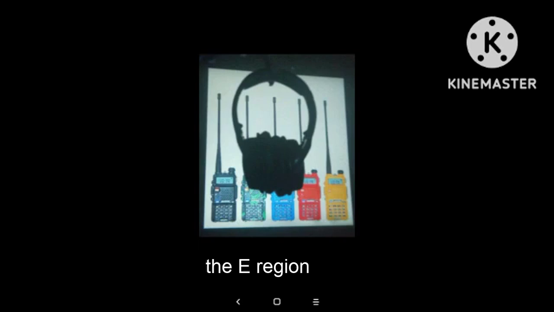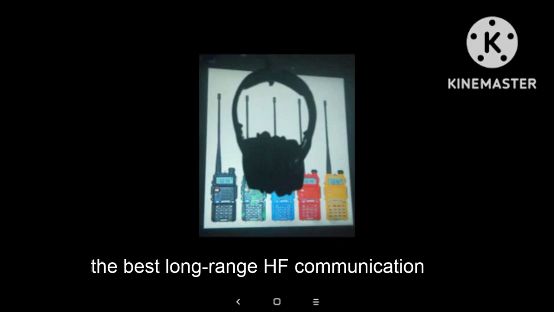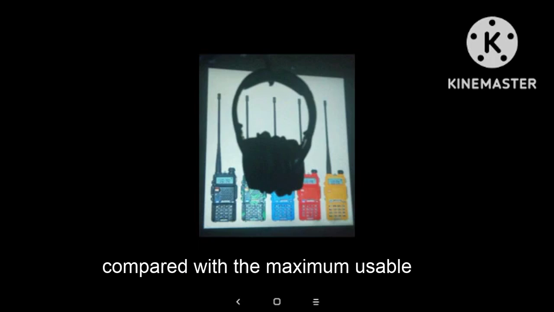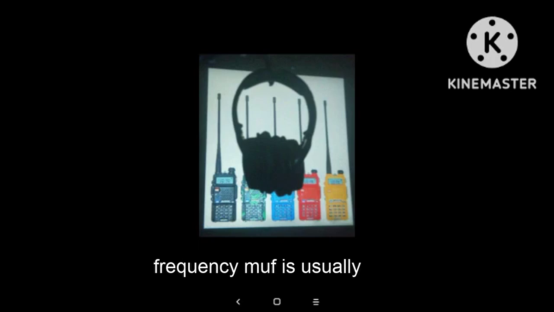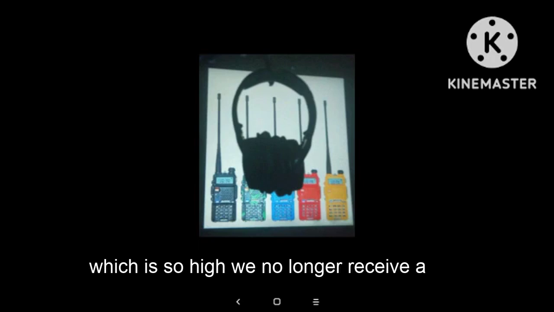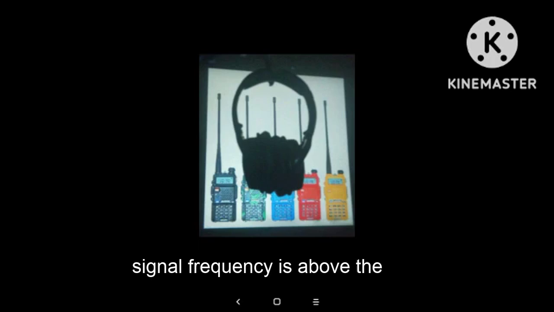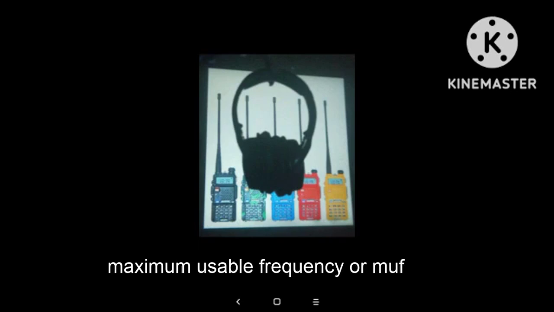The E region. Number 74. The optimum working frequency provides the best long-range HF communication compared with the maximum usable frequency, MUF, is usually slightly lower. Number 75. If we transmit a signal, the frequency of which is so high we no longer receive a reflection from the ionosphere, the signal frequency is above the maximum usable frequency, or MUF.